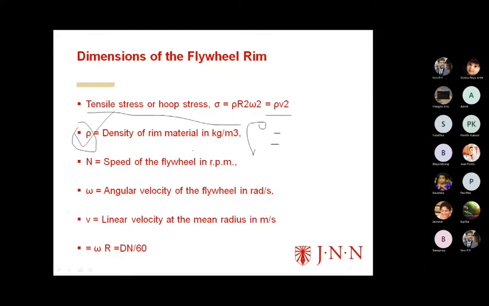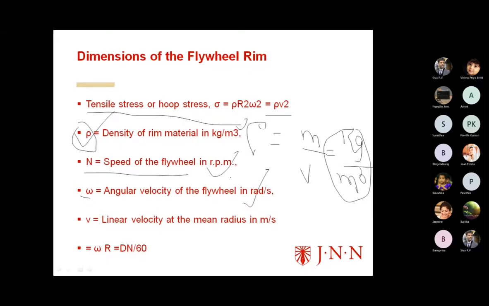Rho equal to mass by volume. This is a formula you already know. The unit of mass is kilogram and the unit of volume is meter cube, so kilogram per meter cube. Next, the speed of the flywheel in RPM. Omega is the angular velocity of the flywheel in radian per second, and V is the linear velocity at the mean radius in meter per second. So V equal to omega into R.